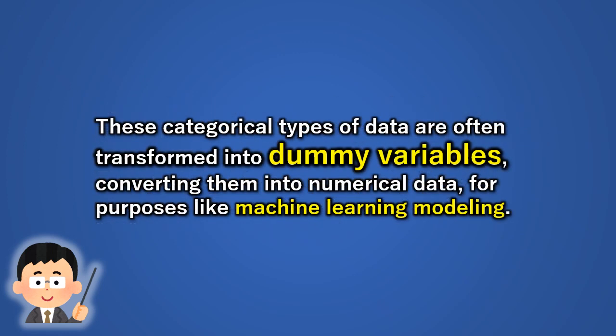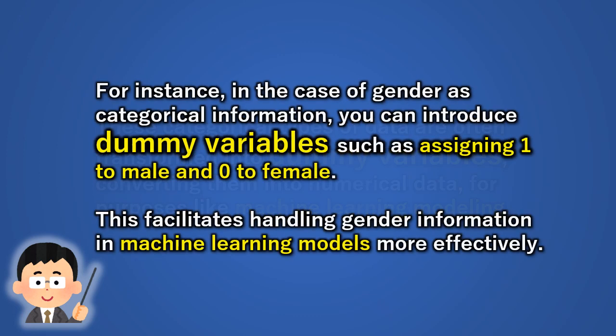These categorical types of data are often transformed into dummy variables, converting them into numerical data, for purposes like machine learning modeling. For instance, in the case of gender as categorical information, you can introduce dummy variables such as assigning 1 to male and 0 to female. This facilitates handling gender information in machine learning models more effectively.